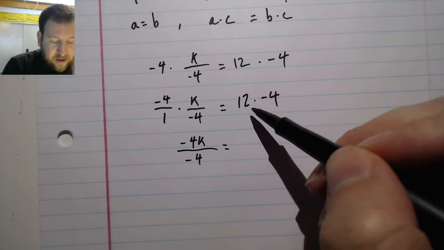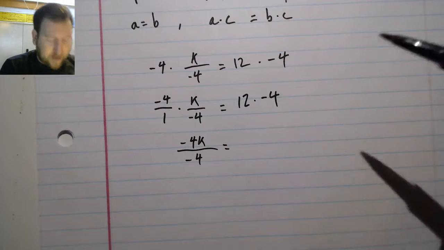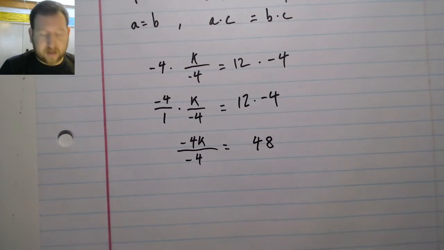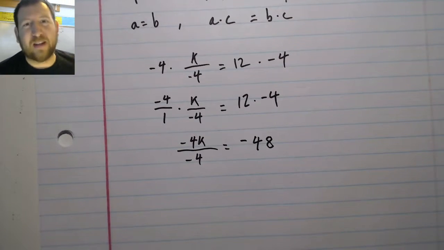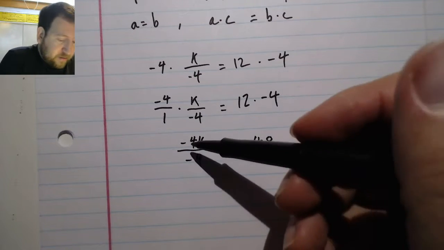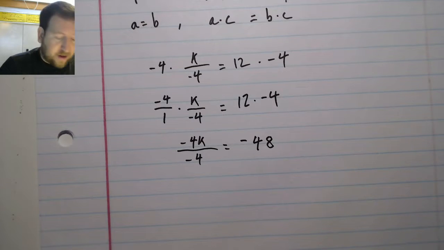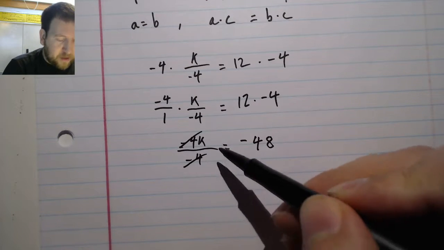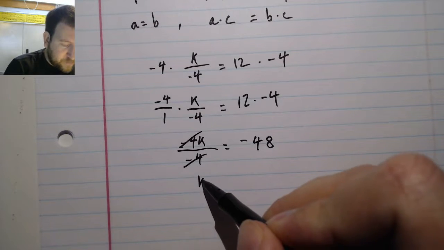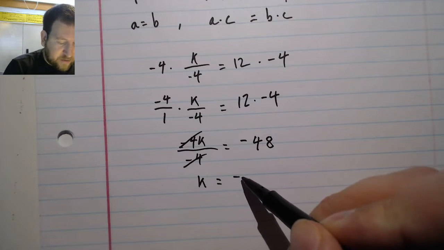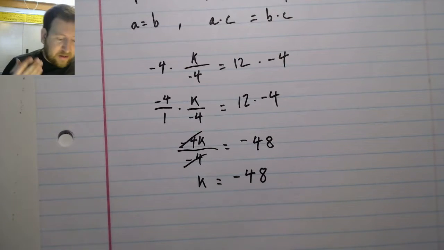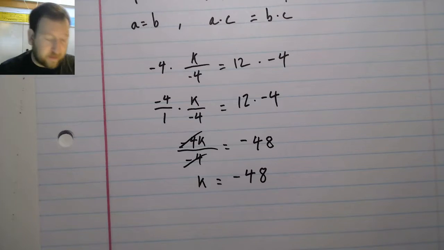Now I know that 12 times 4 is what, 48? And since one of them was negative, my 48 is going to be negative, so I know that's going to be the case. And in this case, I can simplify by crossing off my negative 4 on the top and the bottom, because negative 4 divided by negative 4 is 1, and that's going to give me just k. So in this case, I have k equals negative 48. And that is going to be the method for how we're going to be solving these problems.